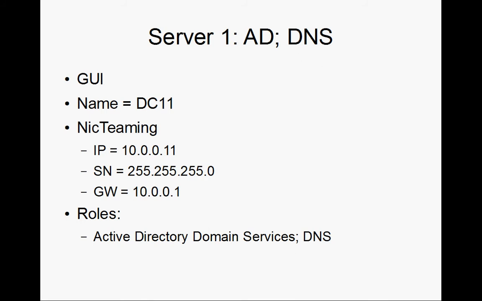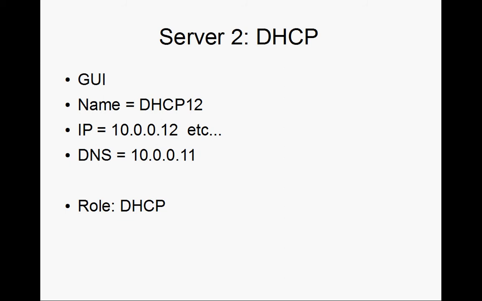Now, some of you might have experience and might be looking at me and saying, DC11, that's stupid. And you're right. And there are a lot of conflicting views on name schemes. I'm just trying to make it pretty easy for purposes of a demo. Server 2 is going to be our DHCP server, which is going to be 12 with an IP address of 10.0.0.12. And for DNS, it's going to point at DC11.